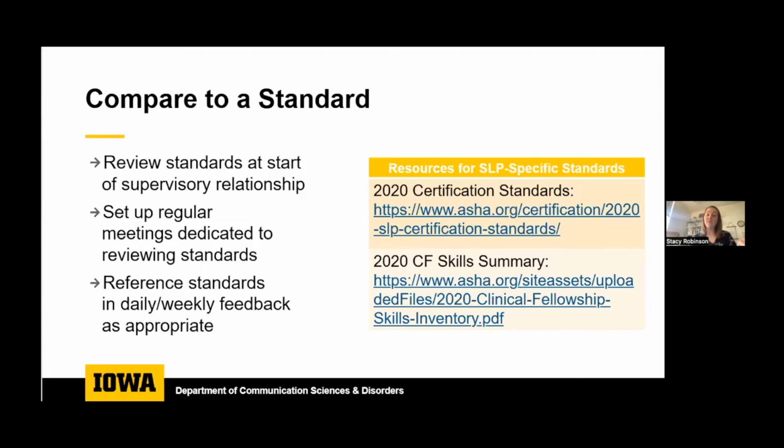And then you can reference these standards in daily or weekly feedback. I wouldn't specifically say, according to CASA standard 2B, you should be doing this. But if CASA standard 2B is implementing treatment plans, well, then that helps me frame my thinking for how to provide feedback in the moment.